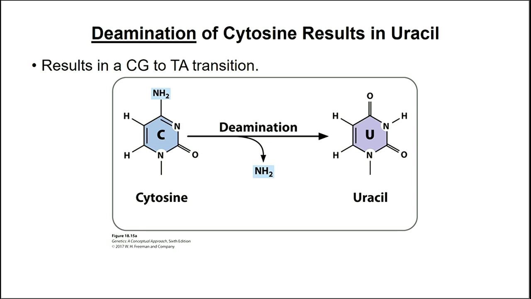And I would recommend that you pause and try to write that out for yourself and see if you can see how, if we changed a C to a U, that makes us change from a CG base pair after 2 rounds of replication to a TA base pair.